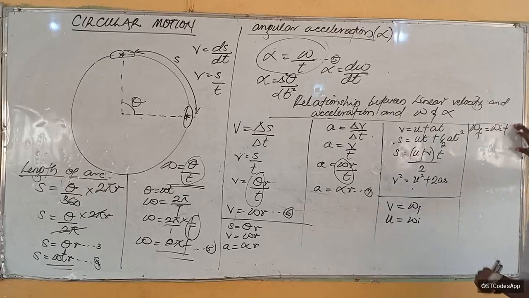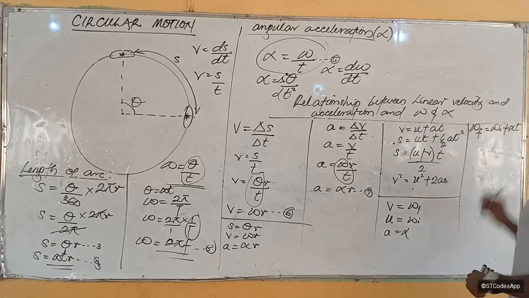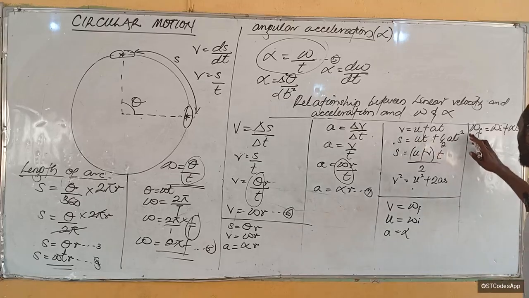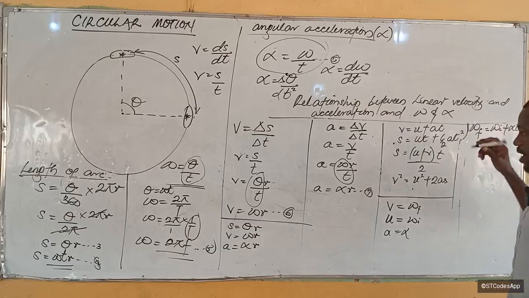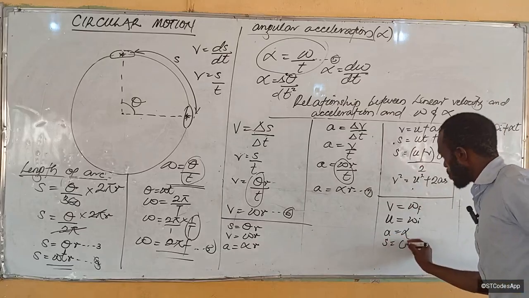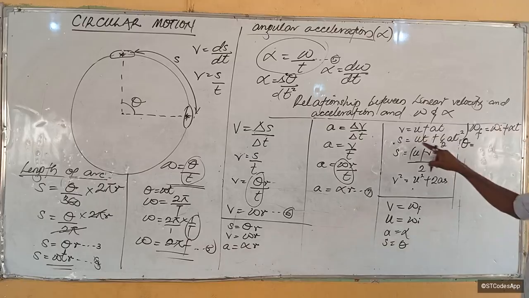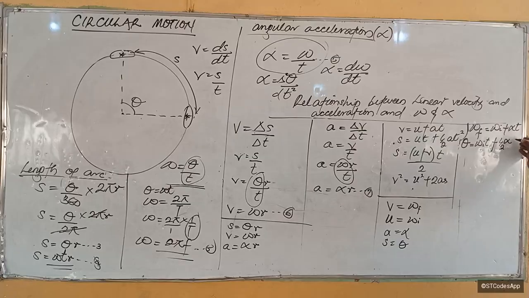No, not a. a is linear. Now, a will be angular. So that will be alpha t. Is that clear? Alpha t. Now for s, let me give you enough space. Now s will now be angular displacement, right? And what is angular displacement? s will be what? Theta. Angular displacement. So that will be theta is equal to initial velocity u, omega I times t plus 1 over 2 alpha t squared. Is it clear now?